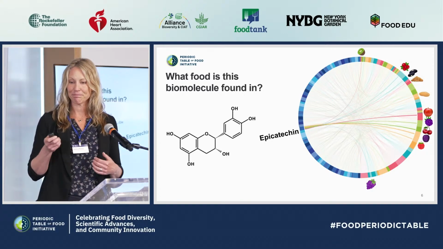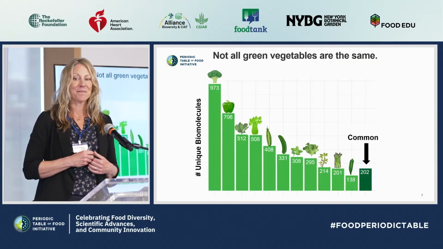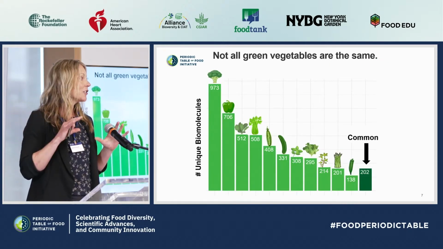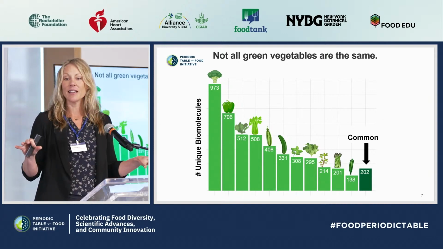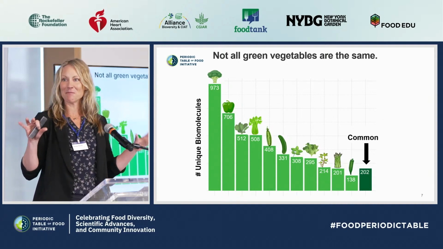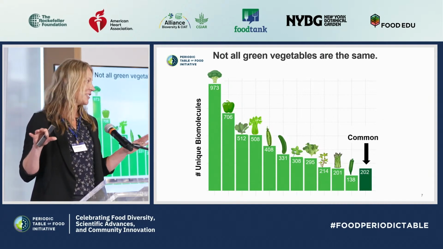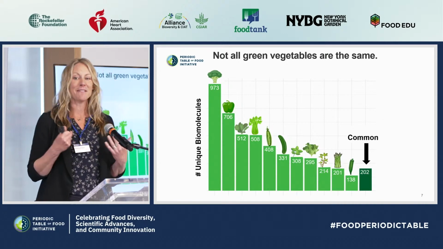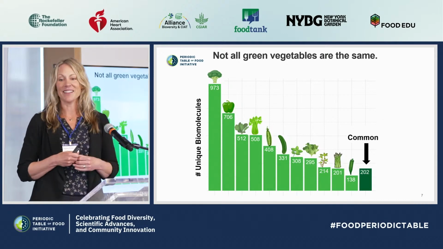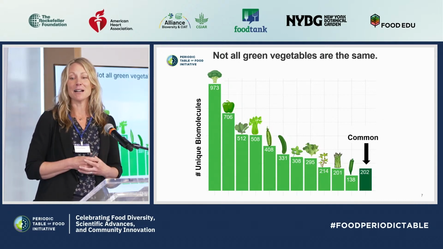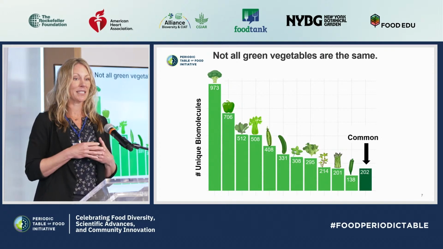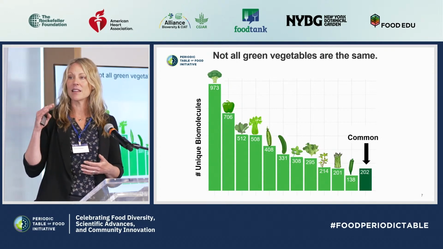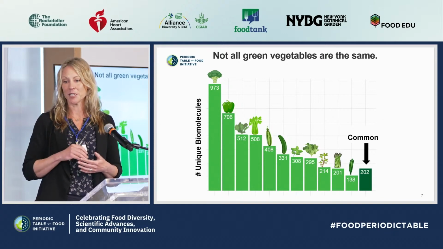Now we can also zoom out and look at this data across foods. I know, as a mom, like all of us as parents, we have probably told our kids, you've got to eat your green vegetables. And we tend to think of these green vegetables as all very similar. But in fact, what we're seeing in this data is that they are not very similar. Each of these bars represents a different green vegetable in our data set, and the height of the bar represents the number of unique biomolecules detected in that particular food.